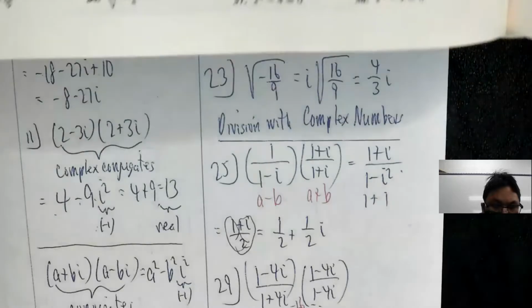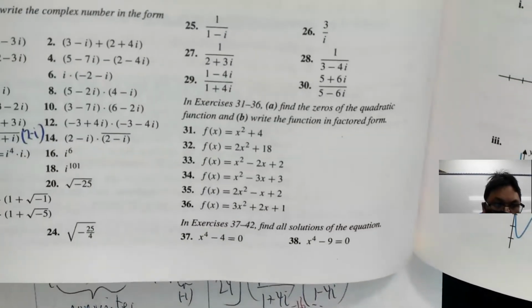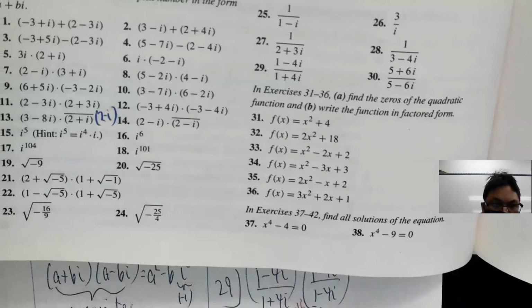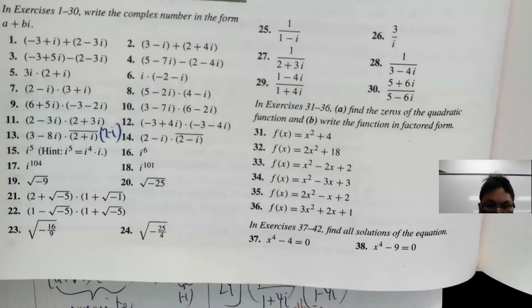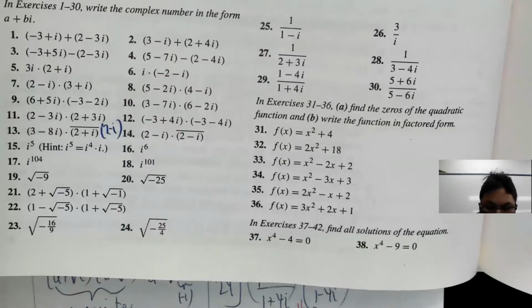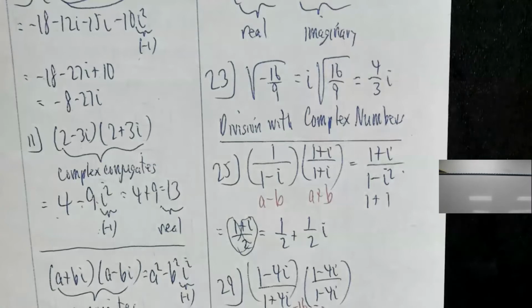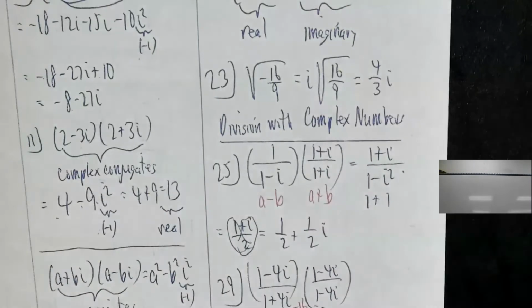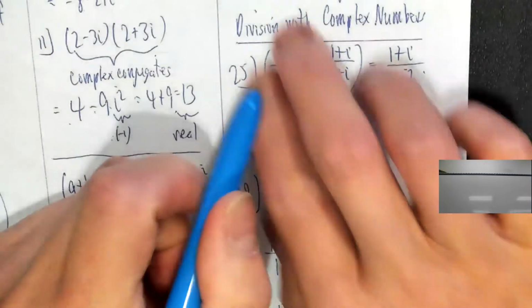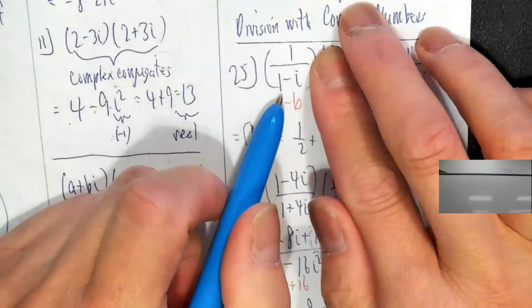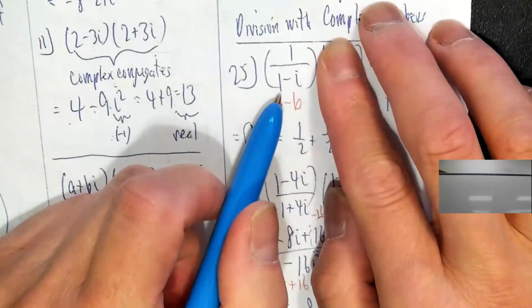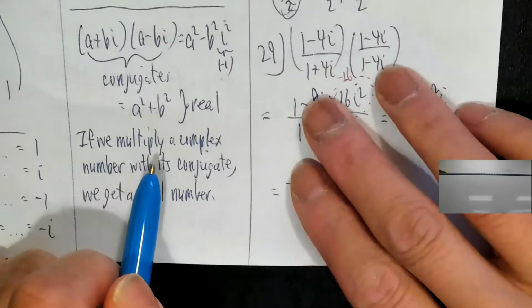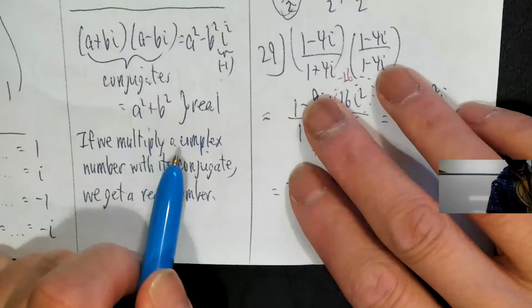Okay, so we're just moving along, knocking off all these problems here. And then I see some problems involving division with complex numbers like 25, 27, 29. They do stuff like that, right? So division, 1 over 1 minus i. This is where you multiply the denominator by its complex conjugate.